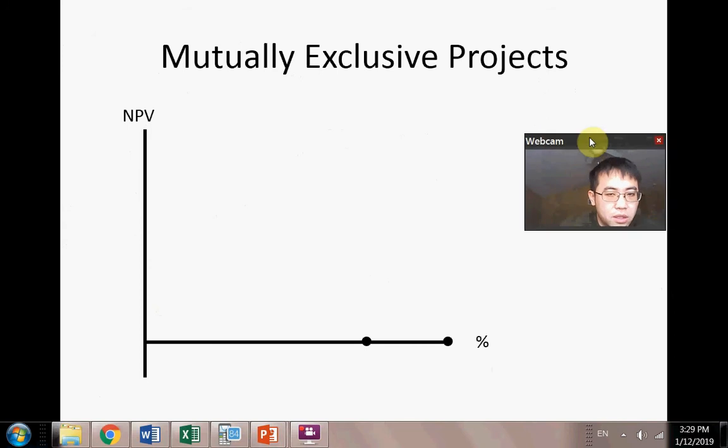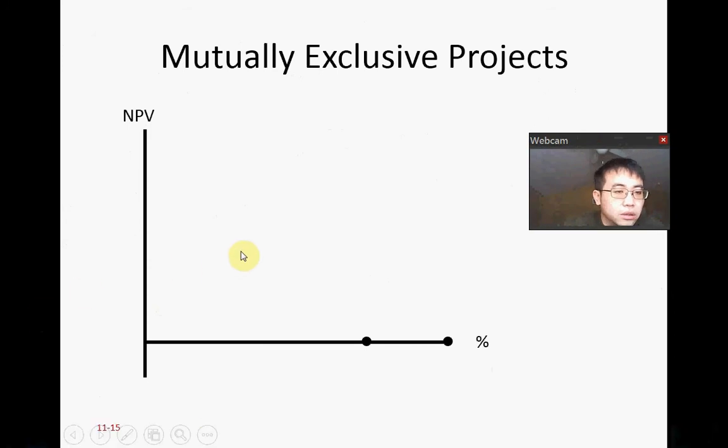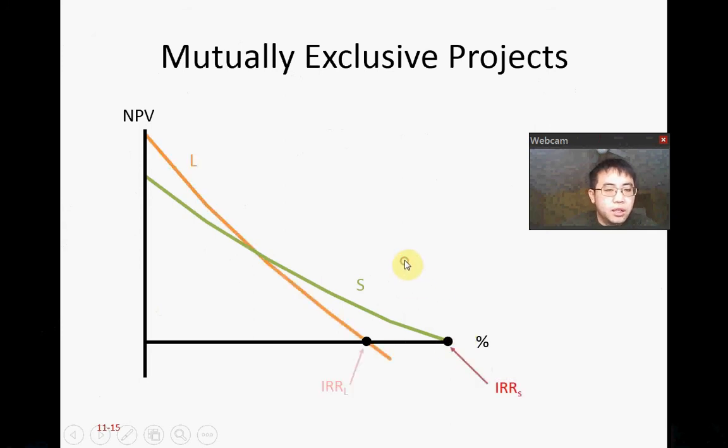Let me just show you the animation. So this is for project S, and project S has a higher IRR. As you can see, the cutoff point with the horizontal axis is further to the right. And project L is like this. It has a lower IRR. But if your WACC is at a lower range, at this part, then project L is better in terms of NPV, and project S is worse. And if your WACC is greater, then project S is better than L.